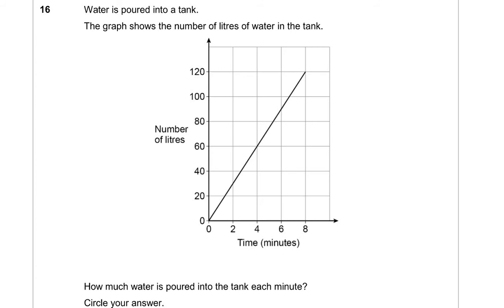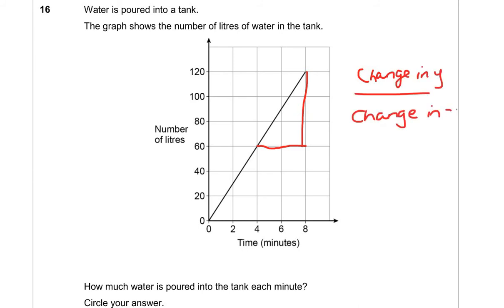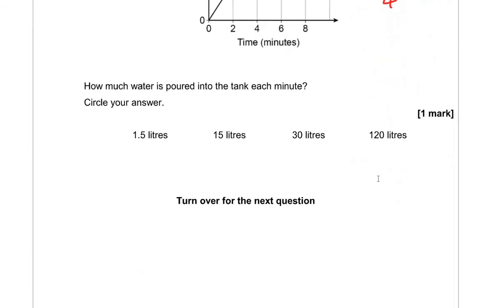16. Water is poured into a tank. The graph shows the number of litres of water in the tank. How much water is poured into the tank each minute? So basically all we need to do here is find out the gradient of the graph. Okay, and you need to pick a nice point where there's whole numbers. So I'm going to choose here and up to here. So the gradient is change in y over change in x. Okay, and the change in y is 120 to 60, so this is 60. The change in x is 4. So this equals 60 over 4, which equals 15. And hopefully that should be one of our choices. Yes, 15.